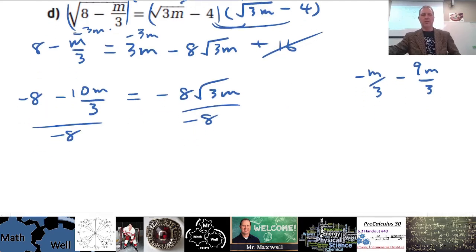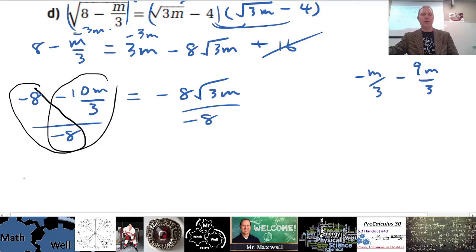So just a refresher on the fractions here. Well, you can actually divide both of these separately, right? By negative 8, so that works. So this is a 1. Negative and a negative is going to be a positive. And 10m divided by 3, also divided by 8, is going to be 10m over 3 times 8 over 24.